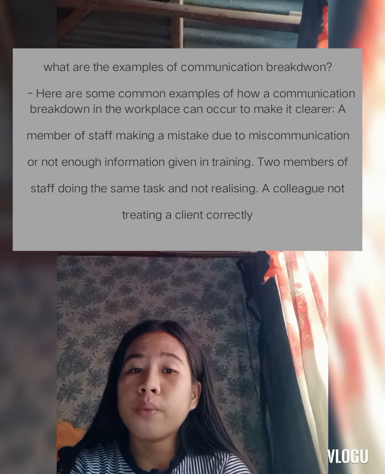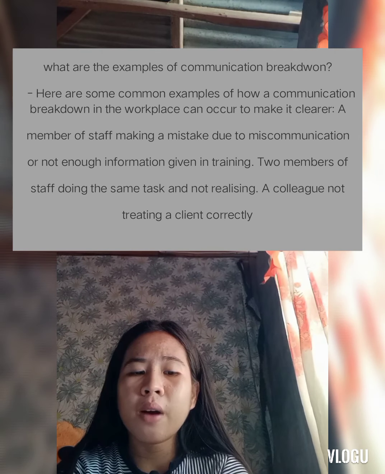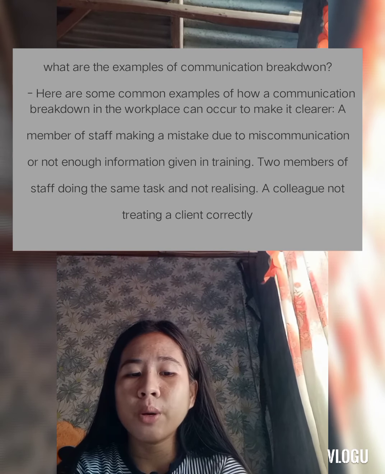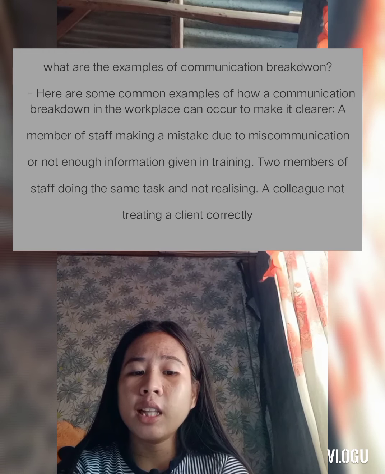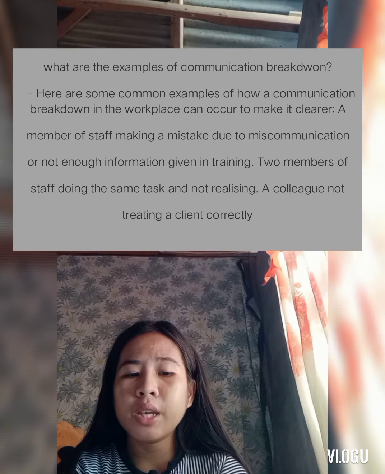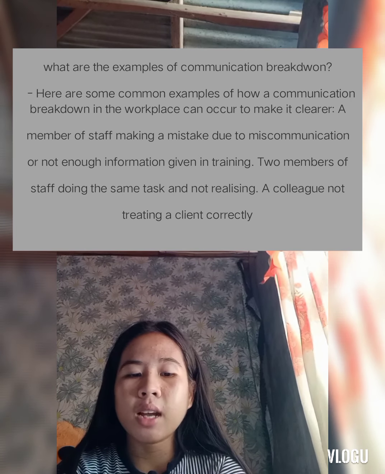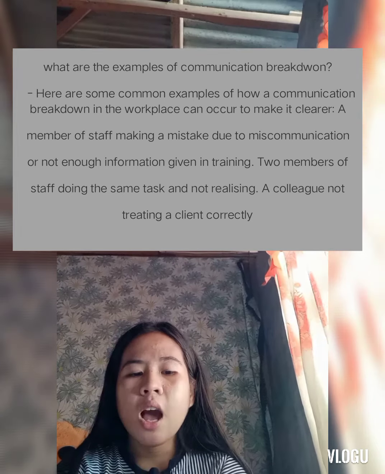What are the examples of communication breakdown? Here are some common examples of how a communication breakdown in the workplace can occur, to make it clearer. A miscommunication or not enough information given in training. Two members of staff doing the same task and not realizing. A colleague not treating a client correctly.